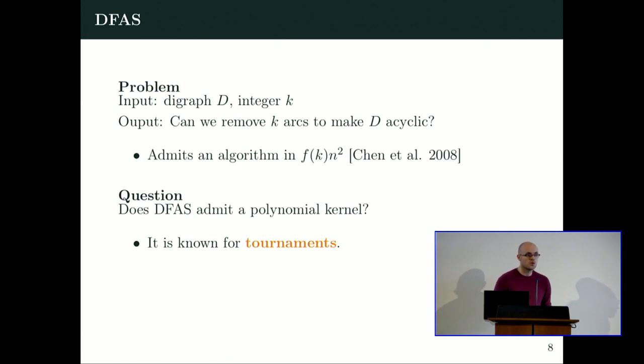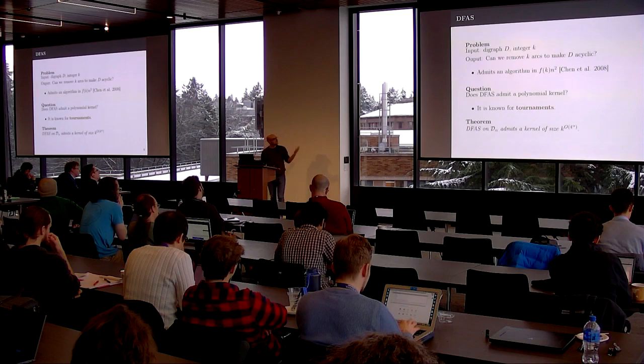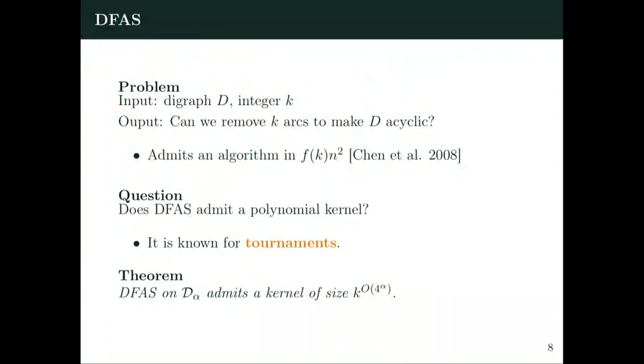This is quite a nice question, but unfortunately, we don't know so many things about it. The one thing we do know is that for the tournament case, this is known. Actually, anybody introducing the notion of polynomial kernel would probably start with this example. It's the textbook example for the existence of a polynomial kernel. And okay, so now you see me coming. What we're trying to do is generalize these results to the class of digraphs with bounded independence number. This is the theorem that we prove: directed feedback arc set admits a polynomial kernel on this class of digraphs, generalizing this result.